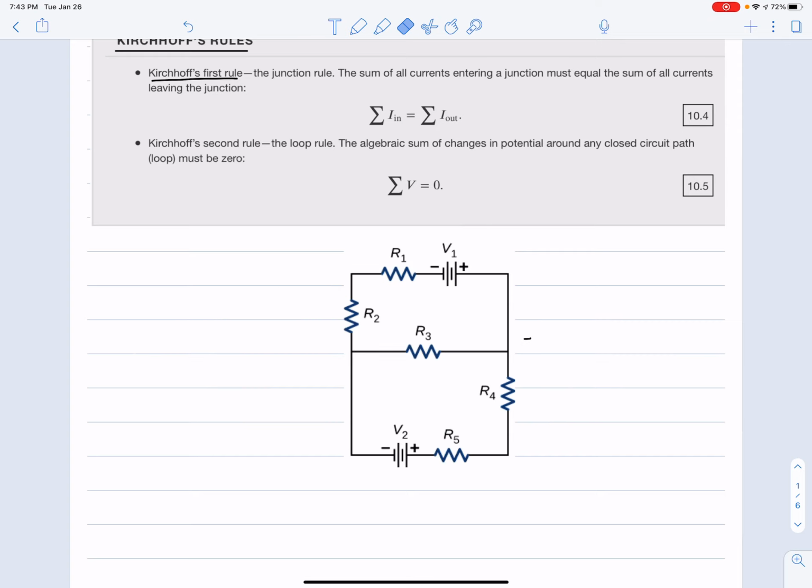Okay, now rule number 2. It says the algebraic sum of changes in potential around any closed circuit path must be 0. So basically, if I do my loop around this circuit, it means that after I do my loop, the sum of all the voltage, or the changes in electric potential, around that loop would equal 0.